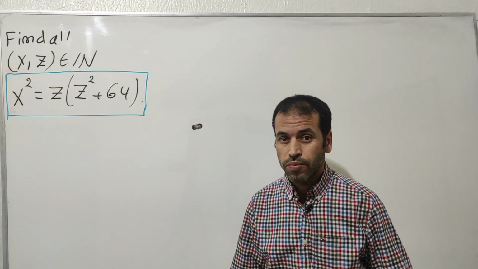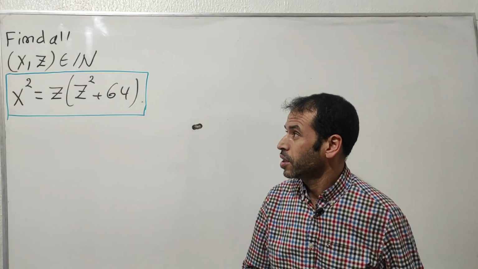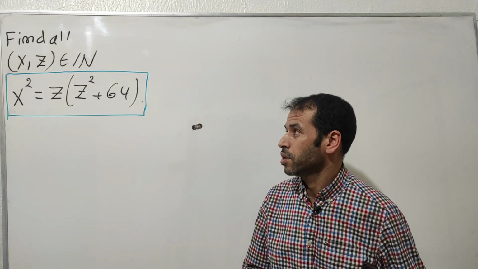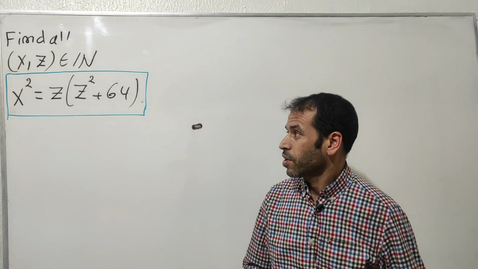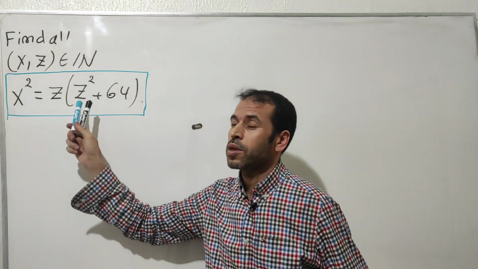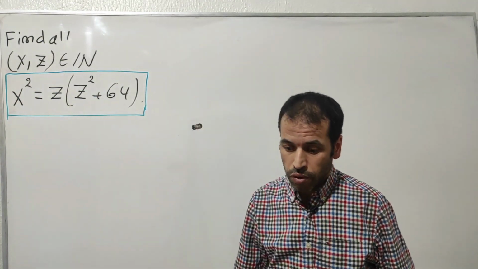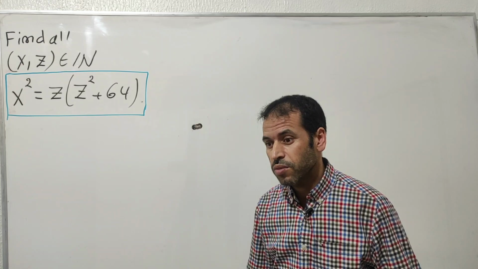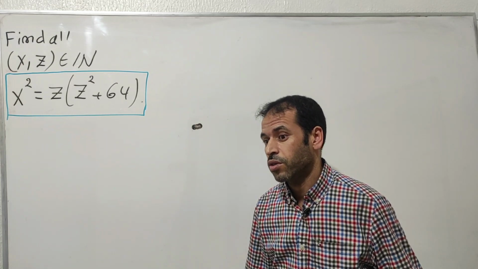Here's a nice and interesting problem regarding arithmetic number theory. Here is the following setup. Find all x, z as natural numbers satisfying the following equation: x squared, which is a perfect square, equals z multiplied by z squared plus 64. In fact, this problem can be written in many different ways.